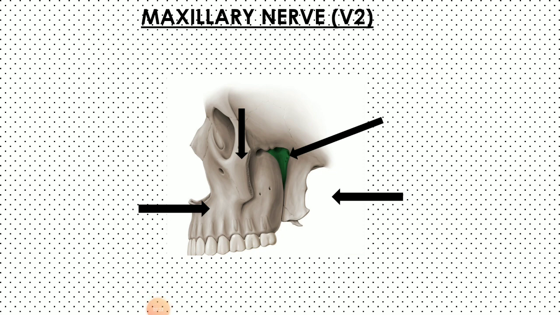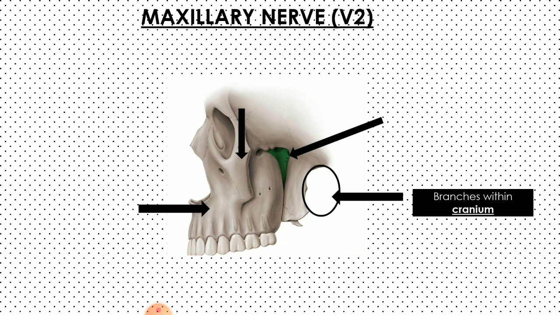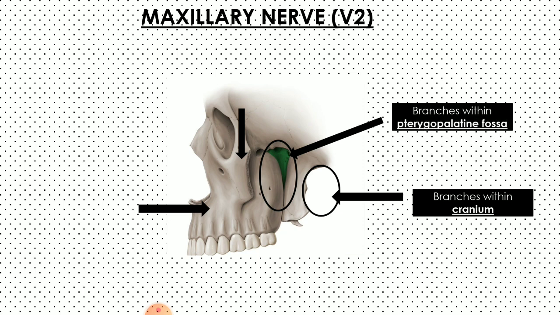As the maxillary nerve supplies multiple areas, to simplify it, it has been divided into the various areas where it supplies. First of all, before exiting the skull, the maxillary nerve gives a branch into the middle cranial fossa. So the first area is branches within the cranium. Now from the cranium it exits through the foramen rotundum and comes into the pterygopalatine fossa, and there it gives several branches. So the second area classification is branches within the pterygopalatine fossa.